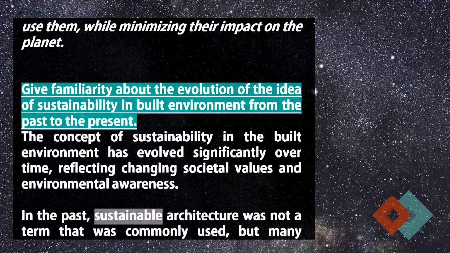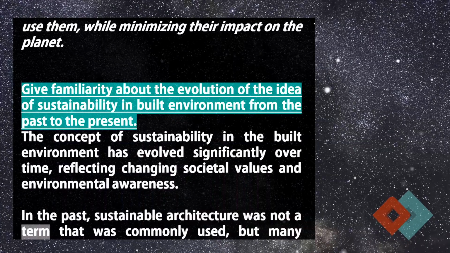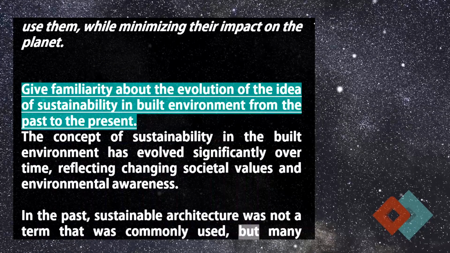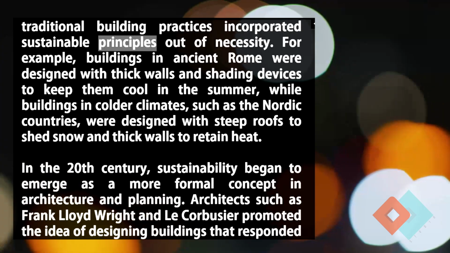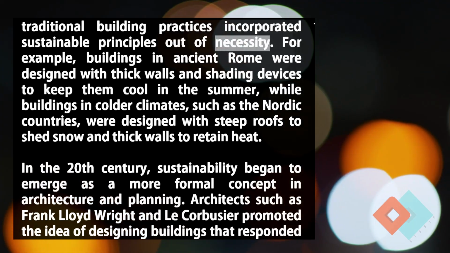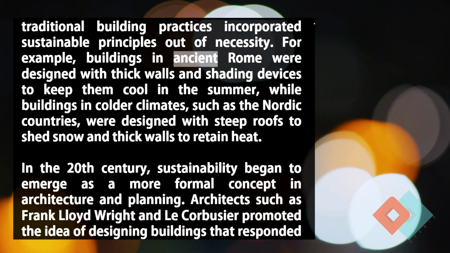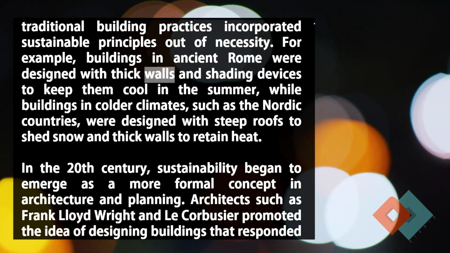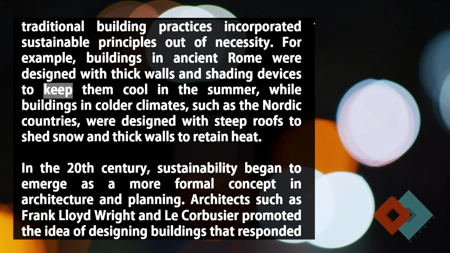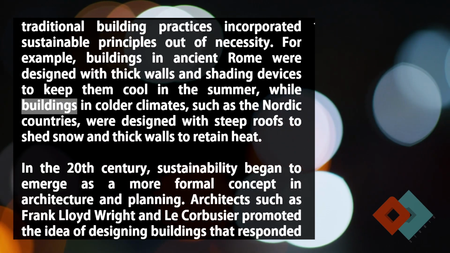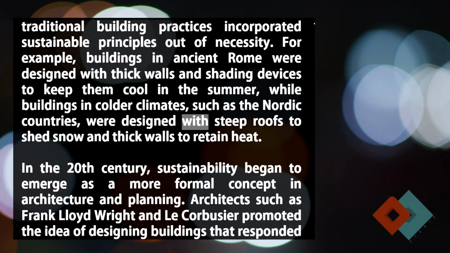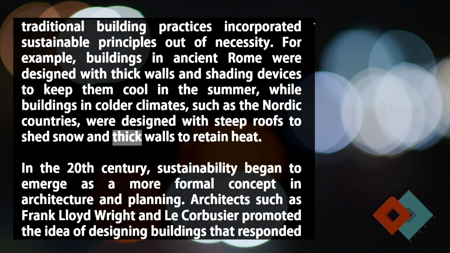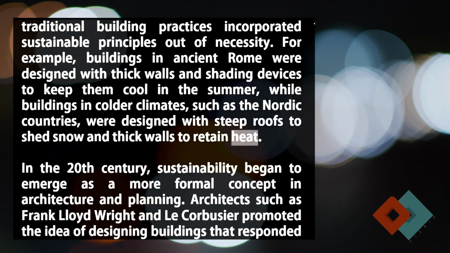In the past, sustainable architecture was not a term that was commonly used, but many traditional building practices incorporated sustainable principles out of necessity. For example, buildings in ancient Rome were designed with thick walls and shading devices to keep them cool in the summer, while buildings in colder climates, such as the Nordic countries, were designed with steep roofs to shed snow and thick walls to retain heat.